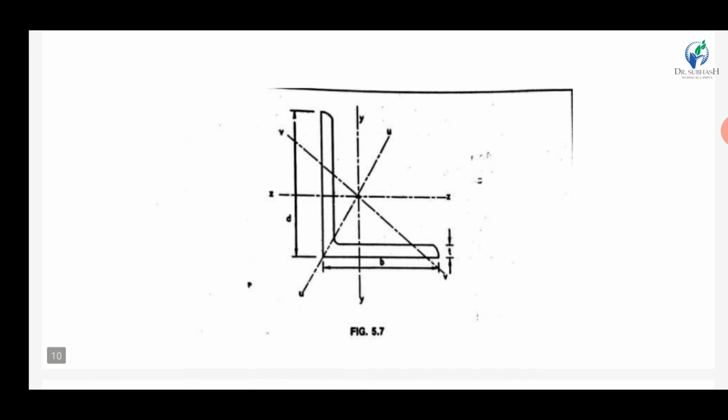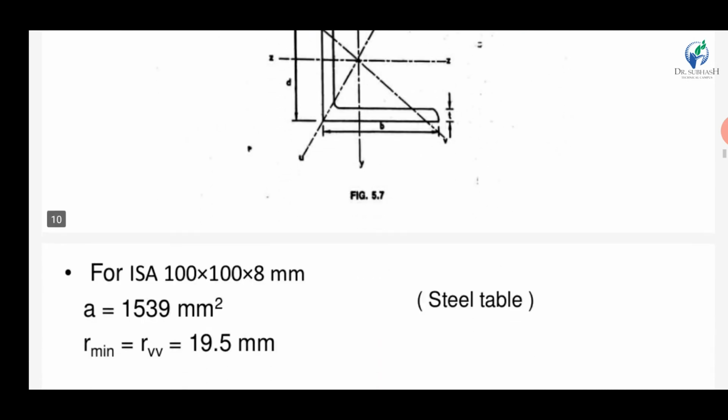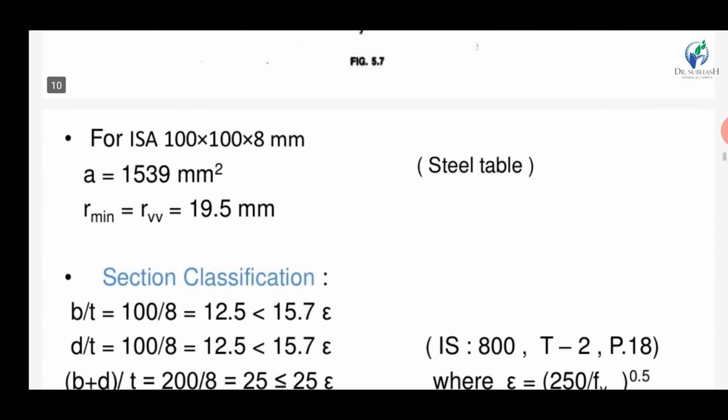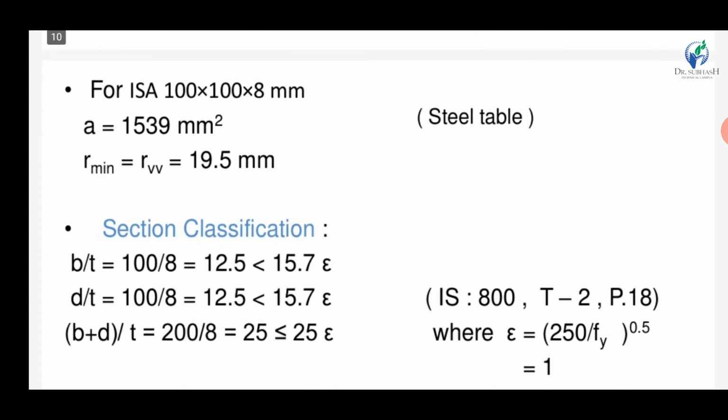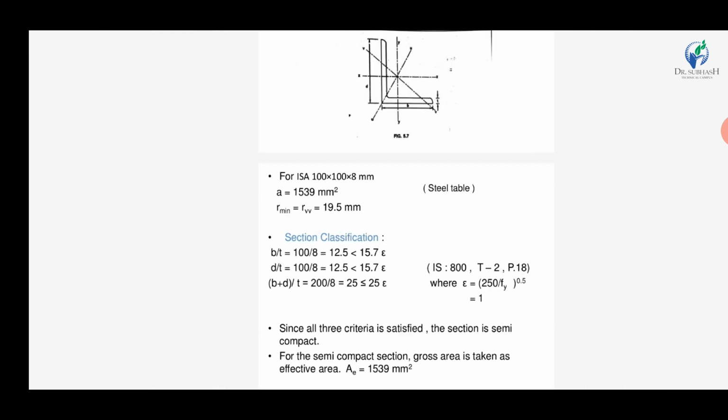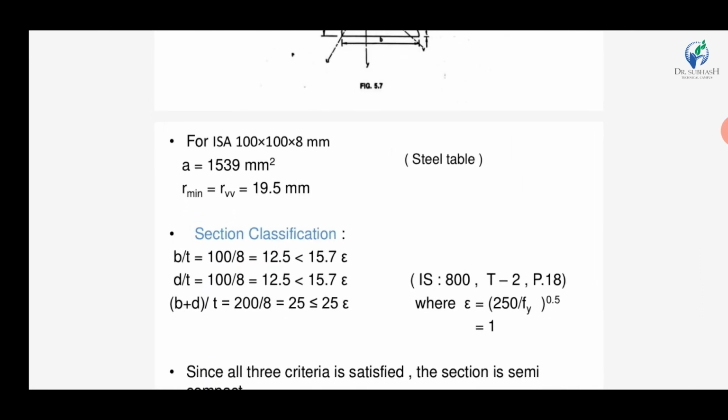So here a single angle strut is given to you. What should be the first step to find out the design compressive strength? First, ISA 100 by 100 by 8 is given to you. So first we open the steel table, and in that we find out the area and R minimum.